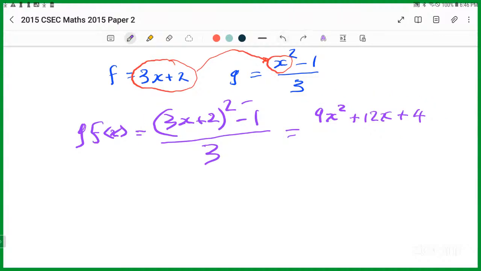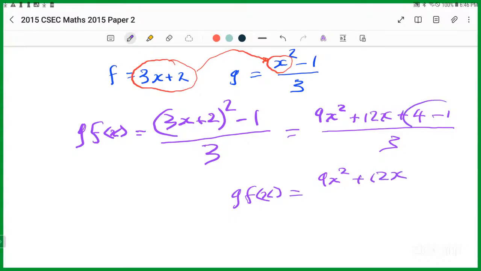We have to now subtract back this one over here, and you're dividing that now by this 3. Then g of x becomes, let's work out the numerator now. It becomes 9x squared plus 12x. And then this becomes 3, 4 minus 1 is 3, divided by 3. What happens now is that each of these values can be divided by this 3.